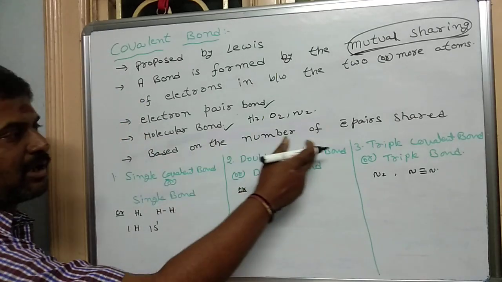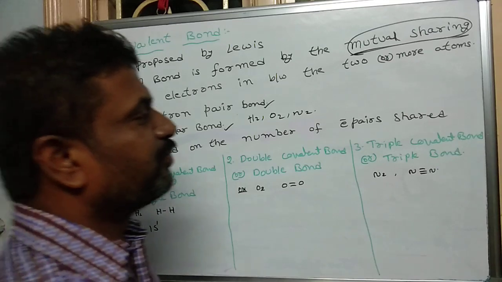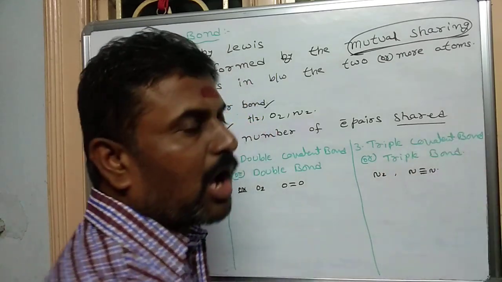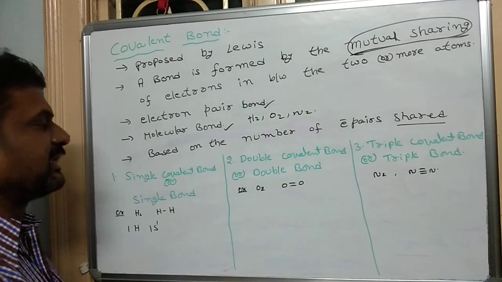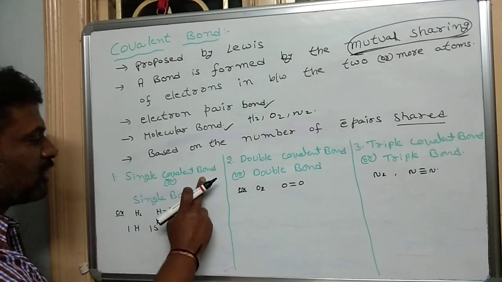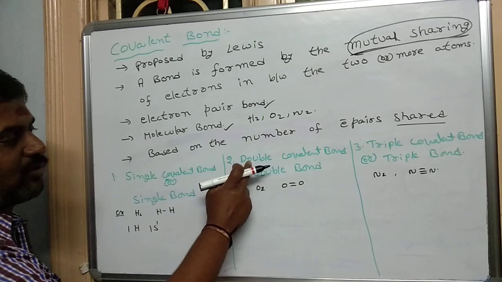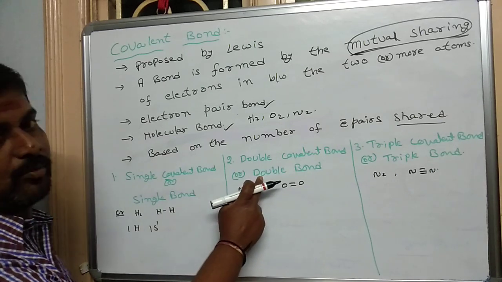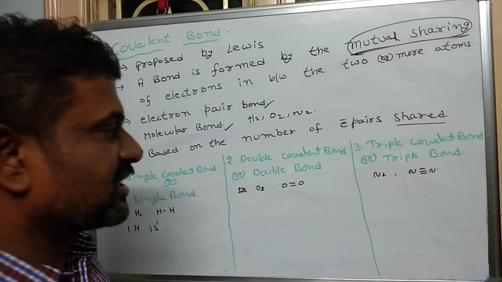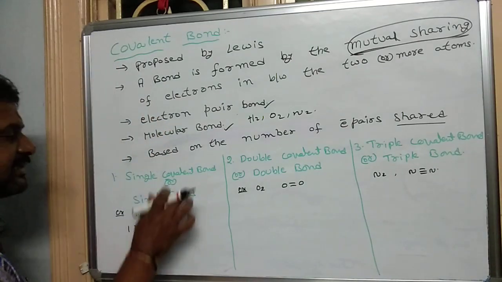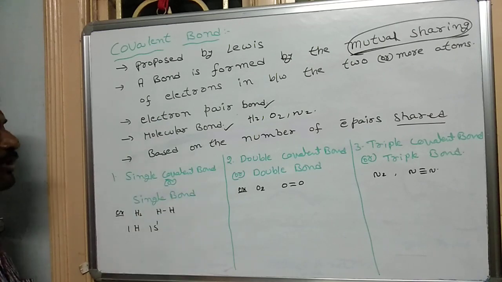Based on the number of electron pairs shared between the two or more atoms, the covalent bond is classified into three types. First, single covalent bond or single bond. Second, double covalent bond or double bond. Third, triple covalent bond or triple bond. Now we discuss one by one.